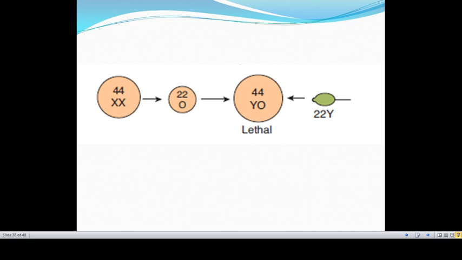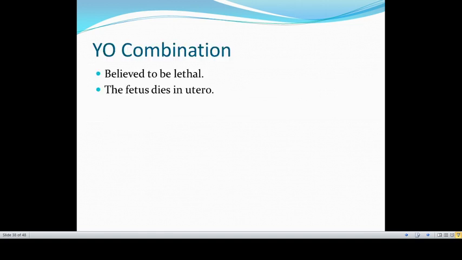This figure shows that the ovum did not receive the X chromosome from the mother, and the fertilized zygote has the 44YO chromosomal pattern. O means 0, and this is not compatible with life. The YO combination is believed to be lethal. The fetus dies in utero.